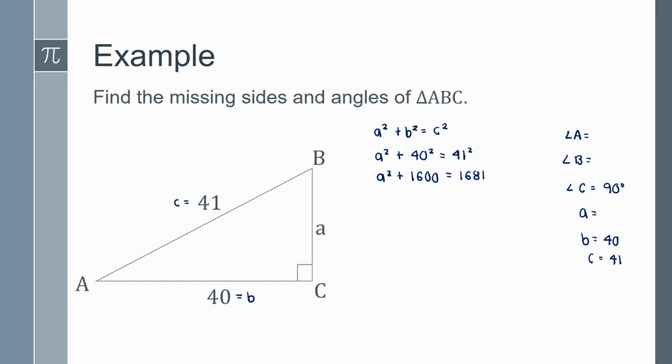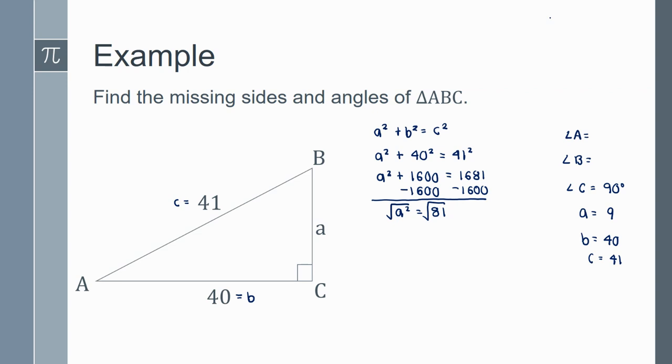Got to start solving for the a, so I'm going to subtract the 1600. That gives me then a squared equals 81. To get rid of a square, we take the square root. Normally we have 2 answers, but because we're talking about the length of the side of a triangle, the square root of 81 will just take the positive, so 9. Okay, so remember that is one of our triples, but it's one of the lesser known ones.